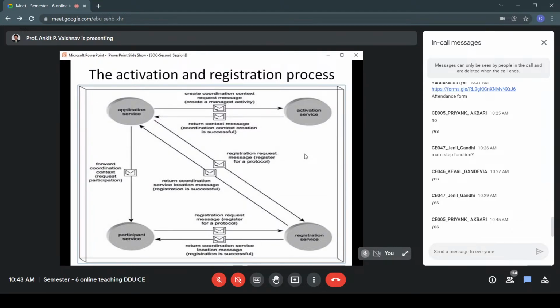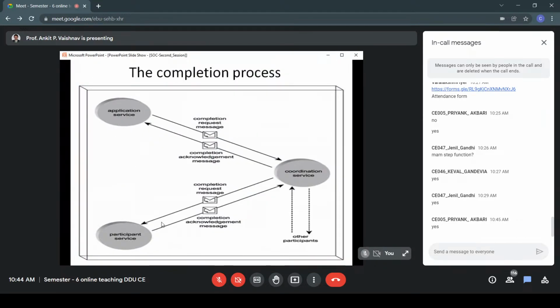Registration service will provide the facility of registration. It is just like registration desk for the event that you are having, right? So you have to get yourself registered if you want to be a part of that particular coordination. And then you have coordinator service itself, which is going to manage the entire scenario. And in the end, it will manage the completion process.